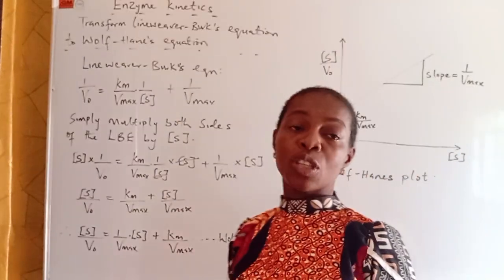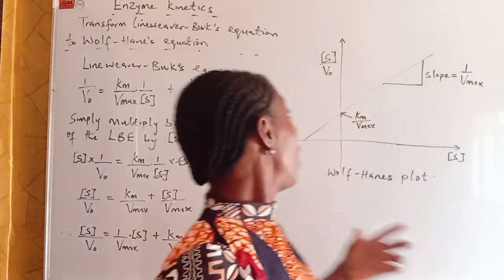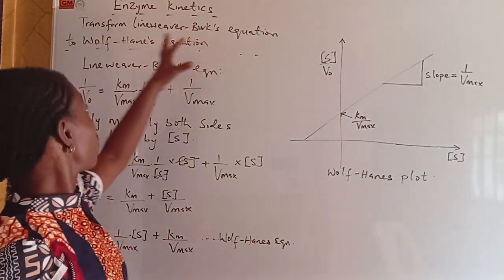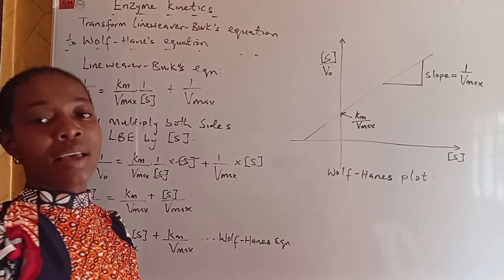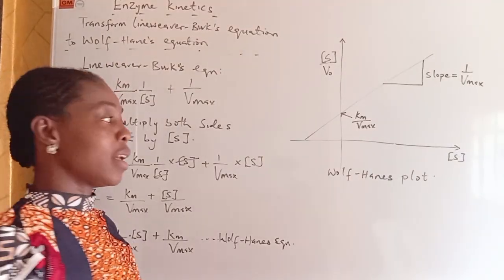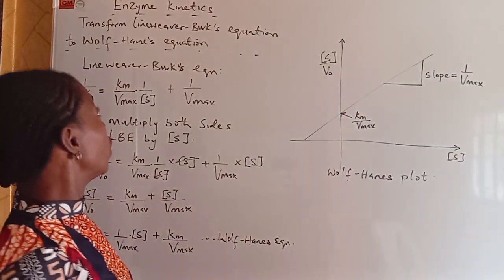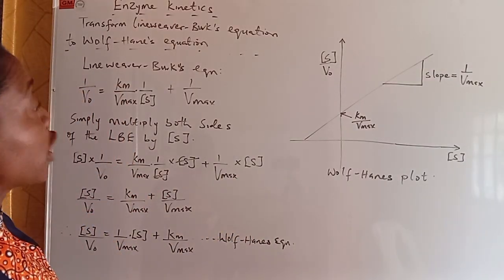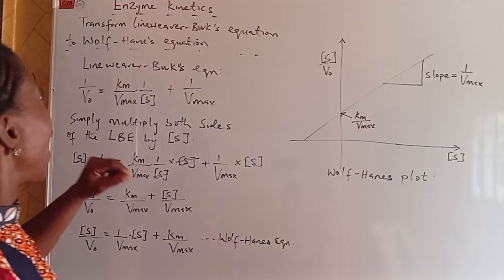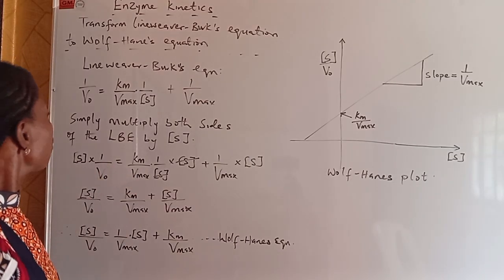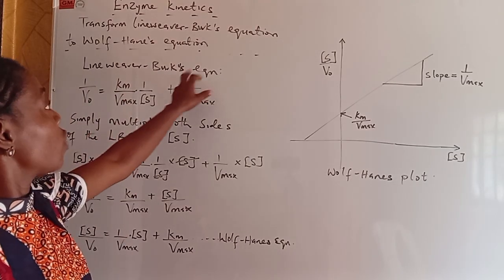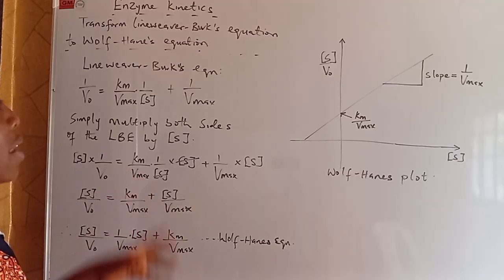Still on enzyme kinetics, today we will be looking at the transformation of the Lineweaver-Burk equation to the Hanes-Woolf equation for enzyme-catalyzed reactions. This is a continuation from our previous class on enzyme kinetics and the conversion of MME to LBE. So how do you convert the Lineweaver-Burk equation to the Hanes-Woolf equation?